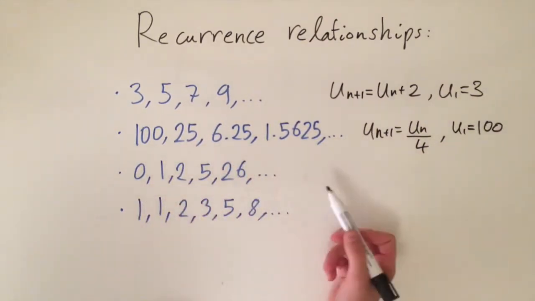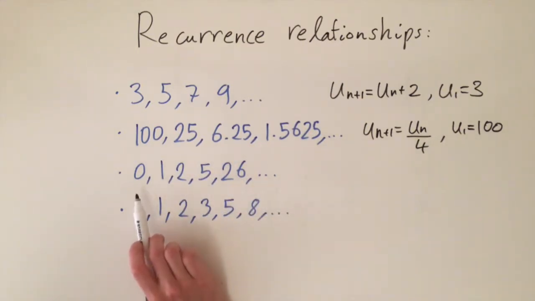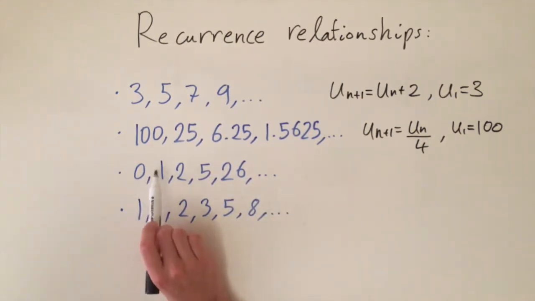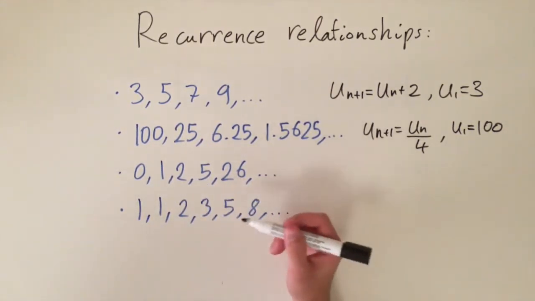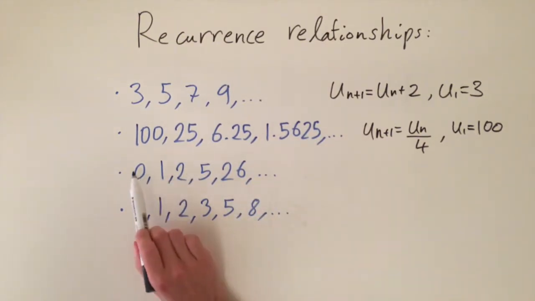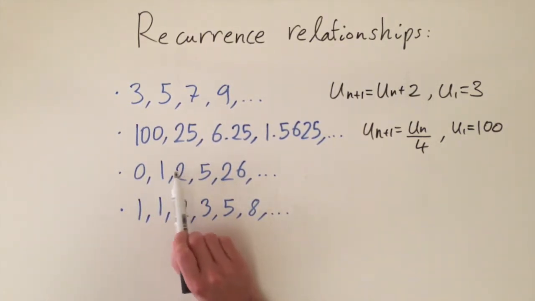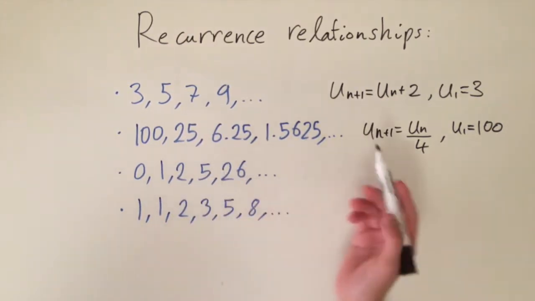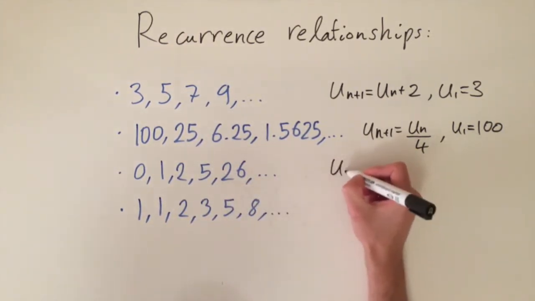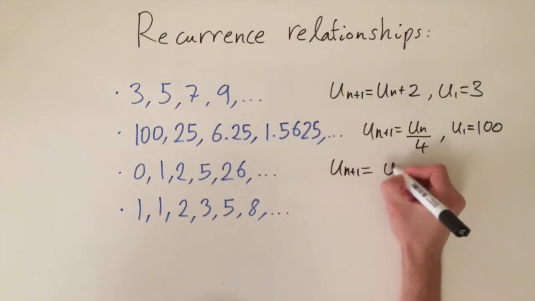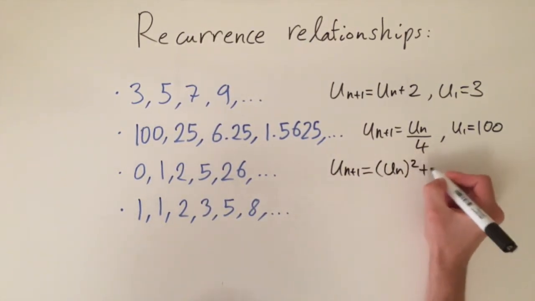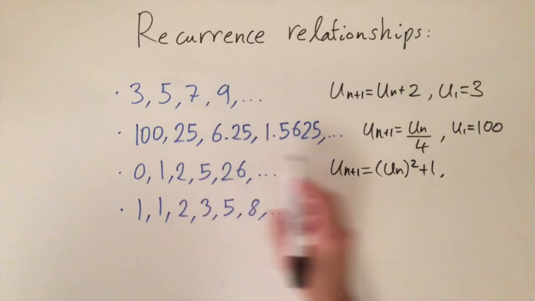Okay, now this one's a bit trickier because we've got 2 operations at play. If you look at the pattern, we've got 0 to 1, then 1 to 2, 2 to 5, and 5 to 26. So the jumps aren't constant. What we're actually doing is squaring the number, and then adding 1. So 0 squared plus 1 is 1, 1 squared plus 1 is 2, 2 squared plus 1 is 5, 5 squared plus 1 is 26. We can write this mathematically as u_{n+1} = u_n^2 + 1, so the next term is the previous term squared plus 1. And we also need the first term, and that's just 0.